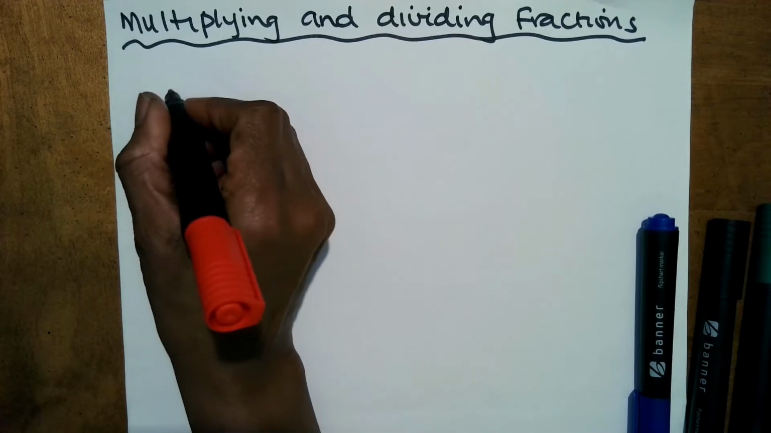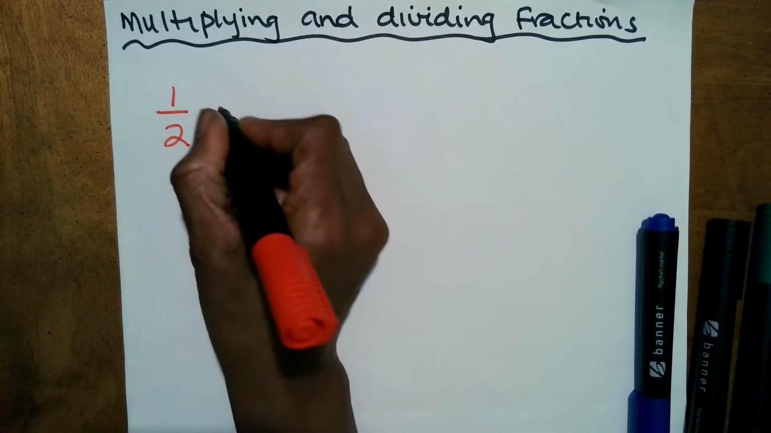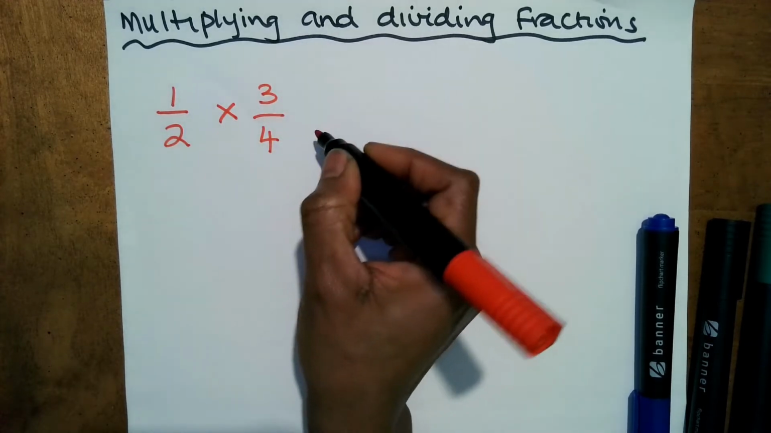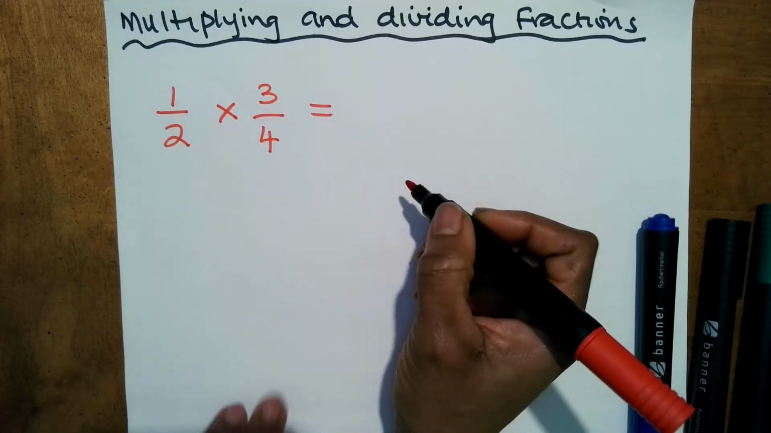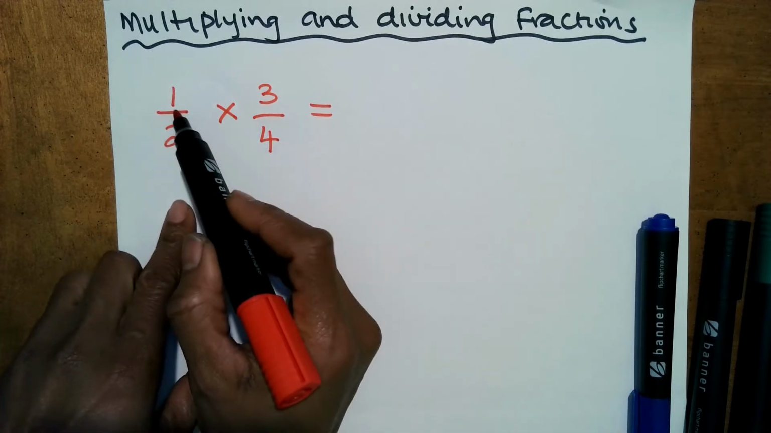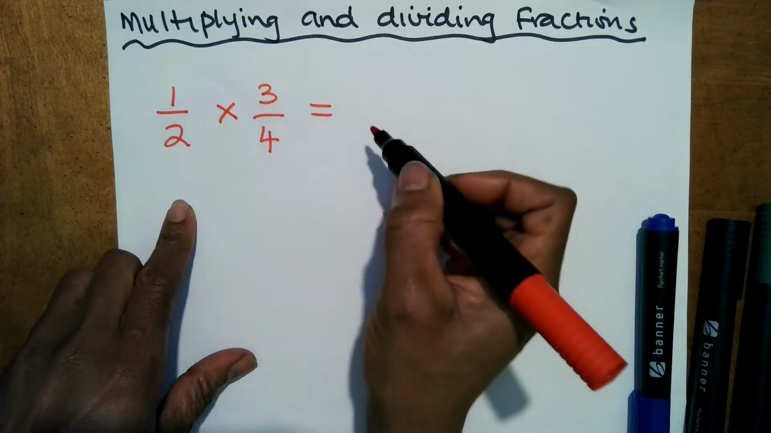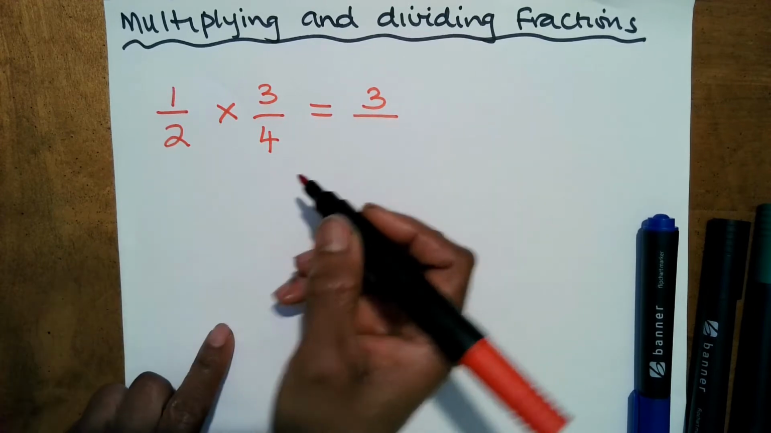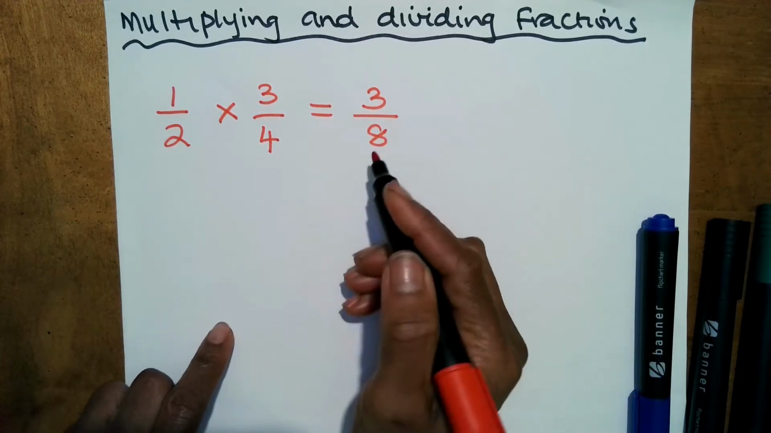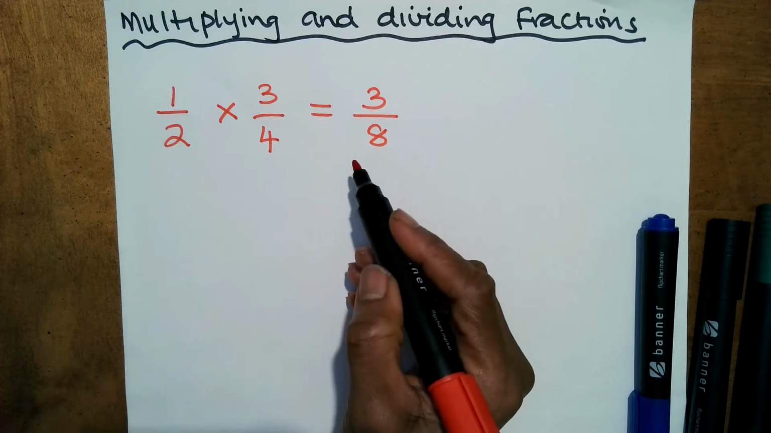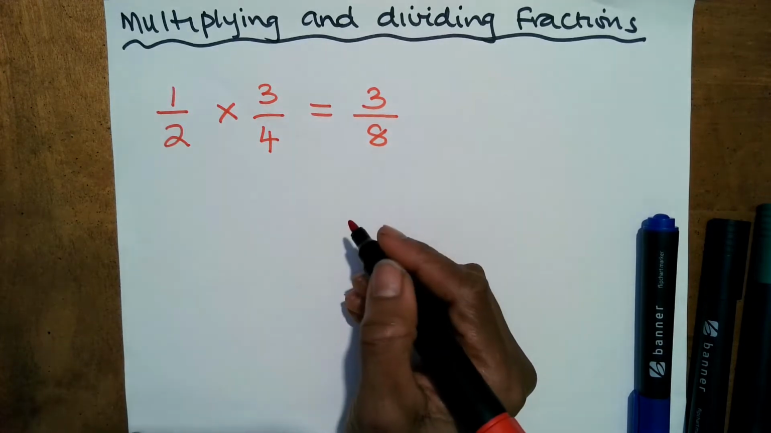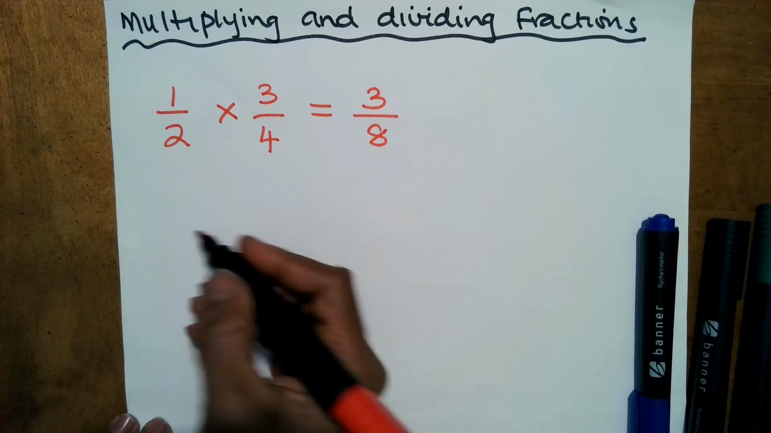If I've got 1 over 2 multiplied by 3 over 4. Multiplying fractions, I'll have to multiply the numerators. 1 times 3 will give me 3. 2 times 4 will give me 8. So this is my answer, multiplying fractions.